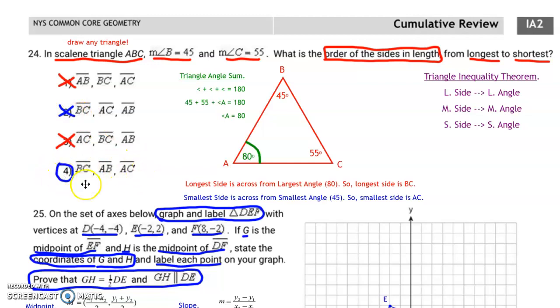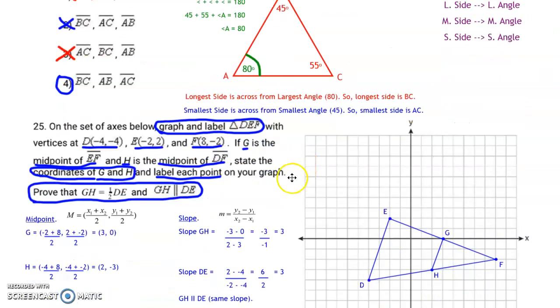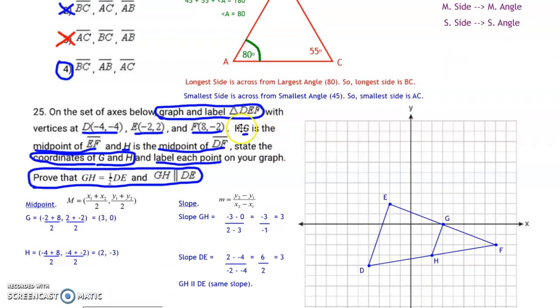That's good. Just to verify, AB should be the middle side, the medium side, which means that AB should be across from the medium angle. This is the medium angle, 55, because it is between 45 and 80. Perfect. Moving on to question 25, we did questions like this in class together.